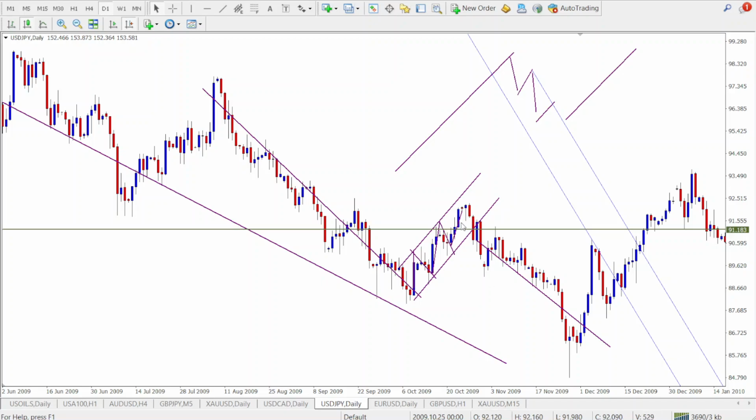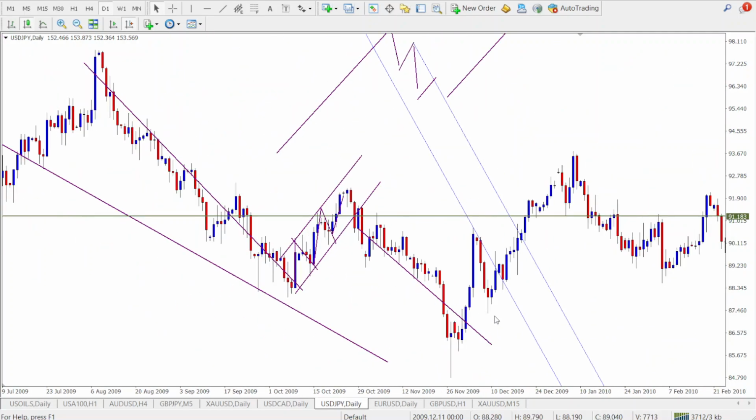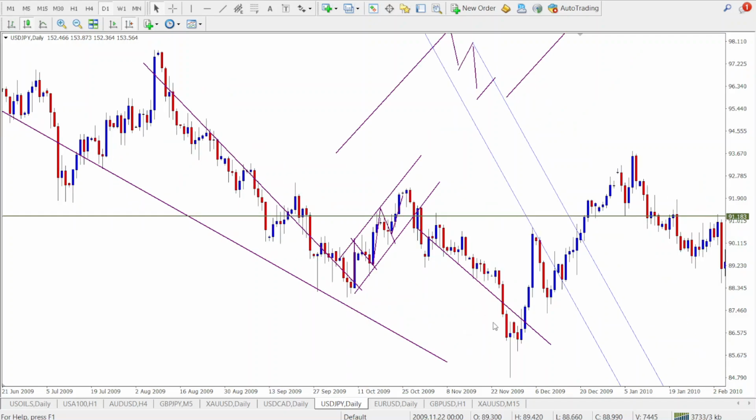A common method is to measure the flagpole's height, and then project that distance from the breakout point. But it doesn't mean that it always happens that way. So you can just use support levels as well to set your take profit for a sell trade, and resistance levels to set your take profit for a buy trade. Because you can see in this example, the length of the breakout was not as long as the length of the flagpole. Okay, so that's the reason why I say that it does not always happen that way.